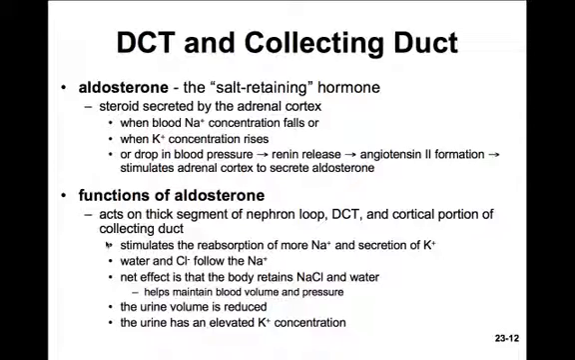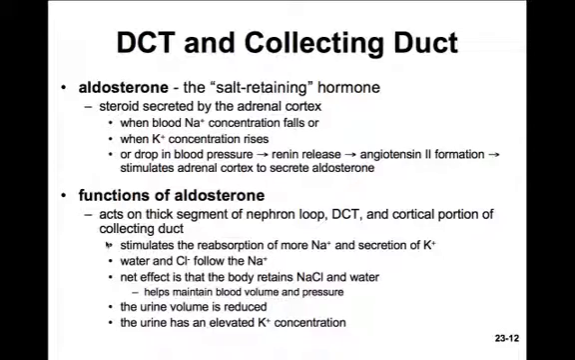The functions of aldosterone: primarily it's going to act on the distal convoluted tubule, the thick segment of the nephron loop, and the cortical portion of the collecting duct. So the collecting duct that's in the cortex of the kidney. And it will stimulate the reabsorption of more sodium into the tissues, which will be followed by chloride and water. And it's going to stimulate the secretion of calcium back into the tubules.